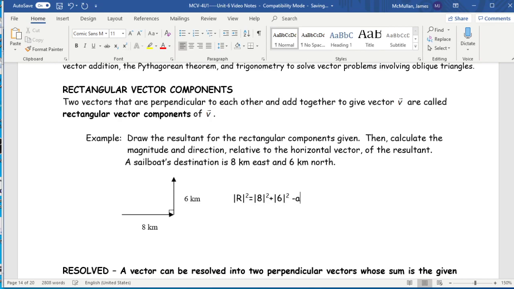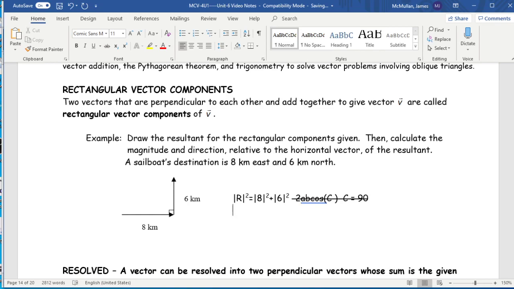Now, I don't need to do the cosine law, the 2ab cos c, because c is 90 degrees, and cos of 90 is 0. So you don't really need this part if the things meet at 90 degrees. It's much simpler, right? You just do the typical Pythagorean theorem.